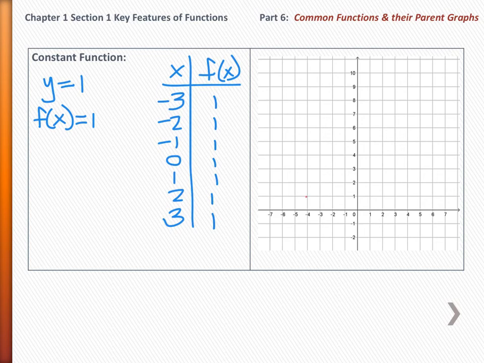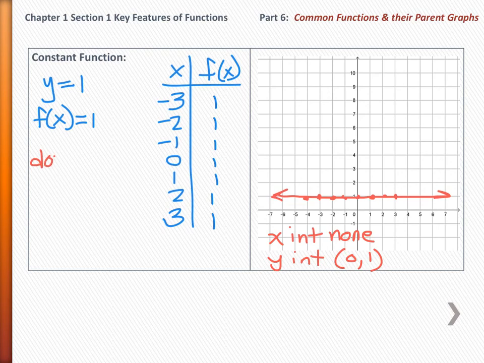So when I graph this, of course, doesn't matter what you put in, you're getting 1 out. And the graph then creates a horizontal line. The graph will create a horizontal line infinitely in both directions. So you can see here from the graph, we have no x-intercept. We're not crossing the x-axis at all, and the y-intercept is going to be at y equals 1, or in point form would be 0, 1.